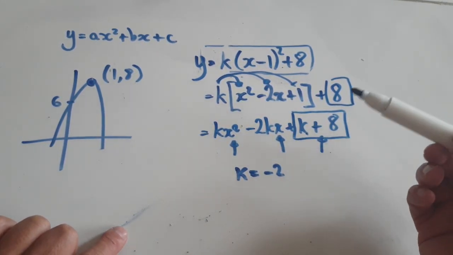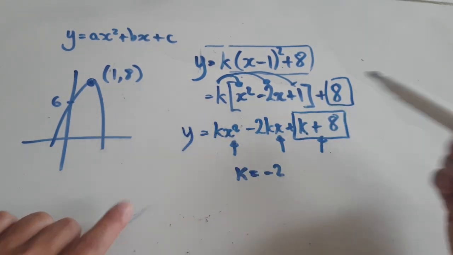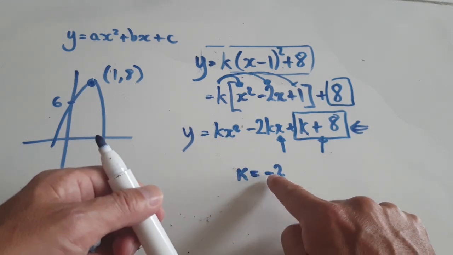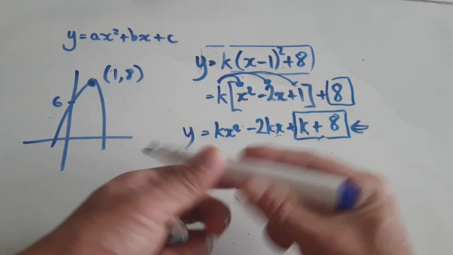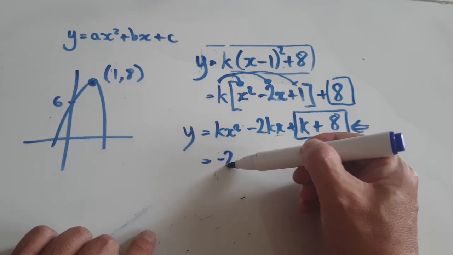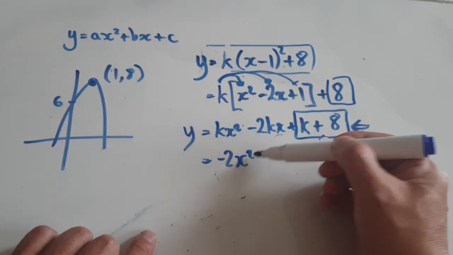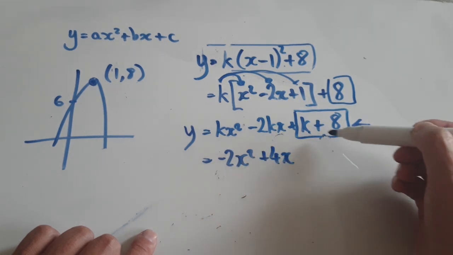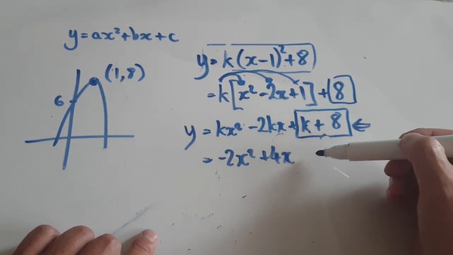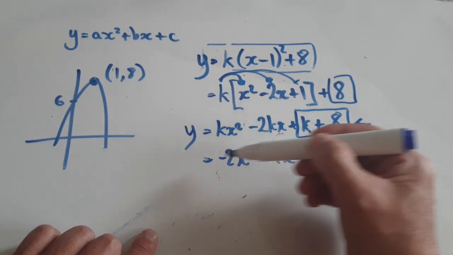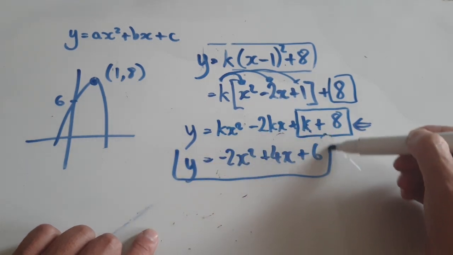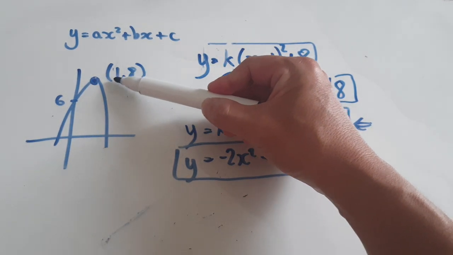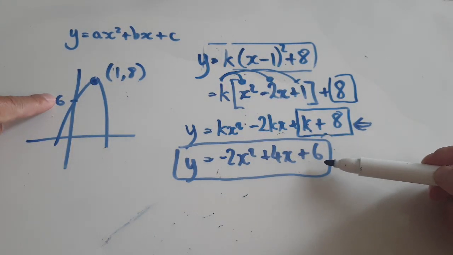So the final equation would be this. Going back to this whole thing here, remember our answer is k equals negative 2. So put negative 2 into here: negative 2x squared, and then put negative 2 into the k, that would be plus 4x, and then the single numbers, merge them together, that would be plus 6. You see, this is our final answer. This will give us an equation where the vertex is pinned at 1, 8, and it will have an intercept of 6. Okay?